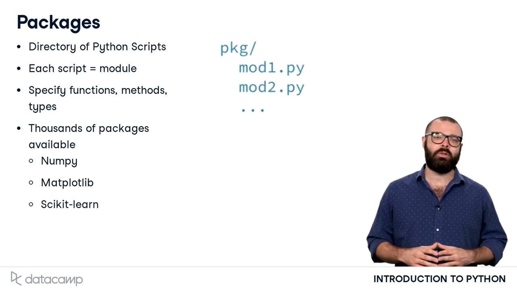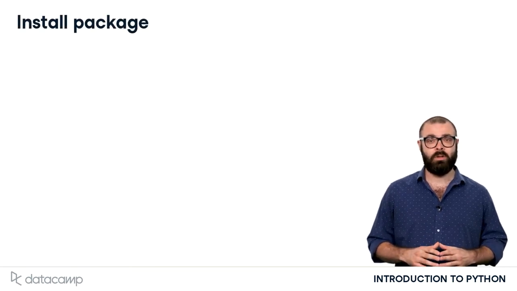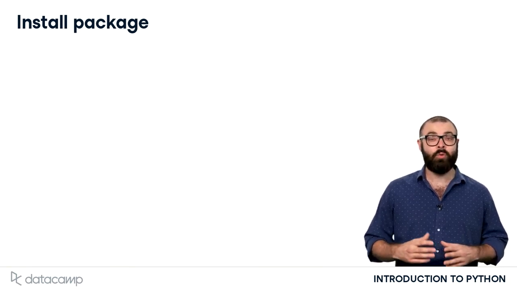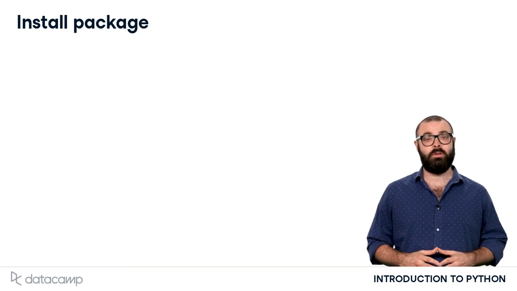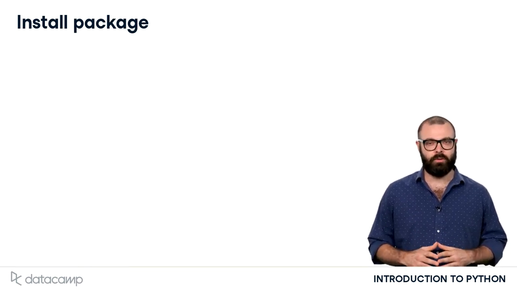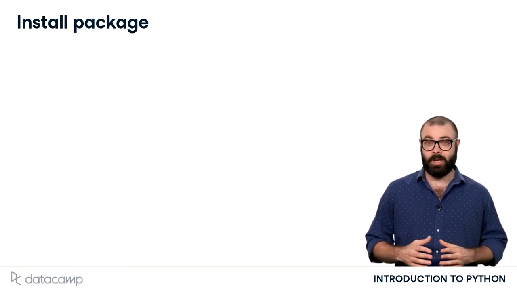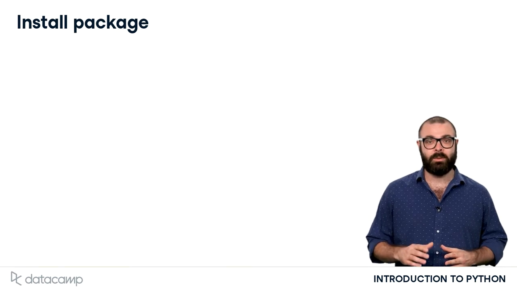Not all of these packages are available in Python by default. To use Python packages, you'll first have to install them on your own system, and then put code in your script to tell Python that you want to use these packages. DataCamp already has all necessary packages installed for you, but if you want to install them on your own system, you can use pip, for example, a package maintenance system for Python.